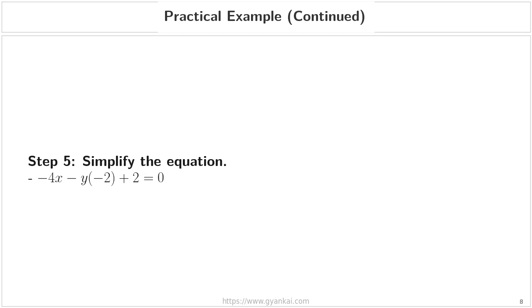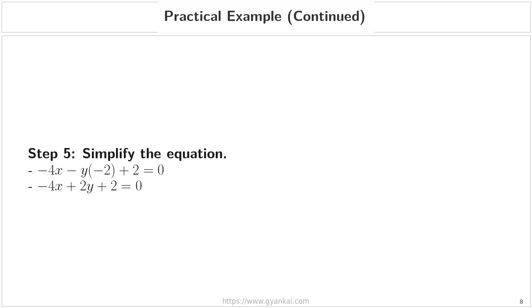Looking at our expression, we have negative 4x minus y multiplied by negative 2 plus 2 all equal to 0. When we perform the multiplication for the y term, remembering that a negative times a negative becomes a positive, the equation becomes negative 4x plus 2y plus 2 equals 0.